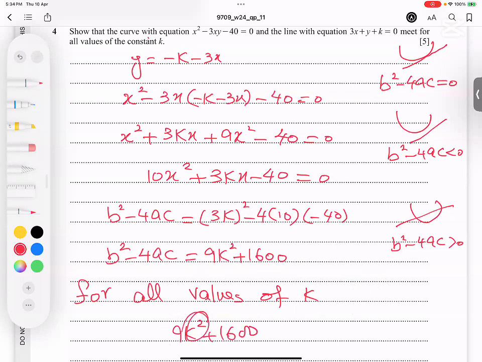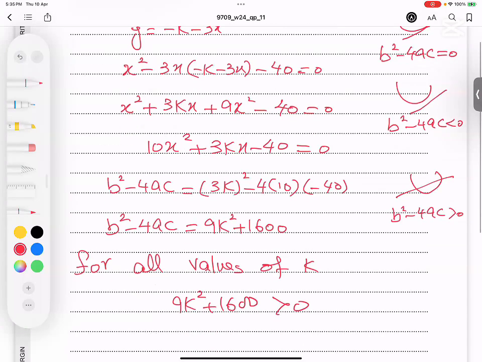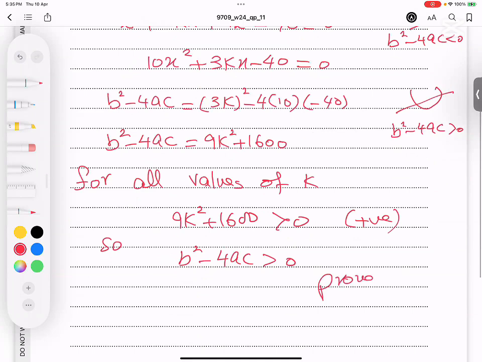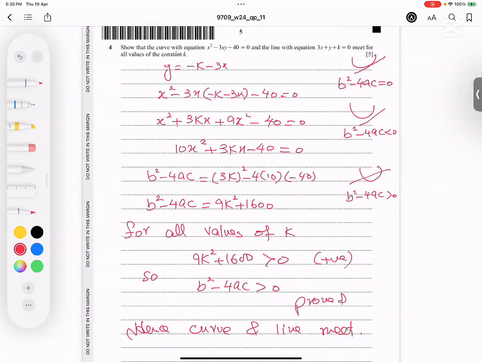If I plug in any number in the place of k, this gives me more than 0, in the sense it is giving us a positive answer. Because it is positive, and positive means more than, it's proved. So I can say, hence, curve and line meet. I hope you got the point, and the question is completely over.